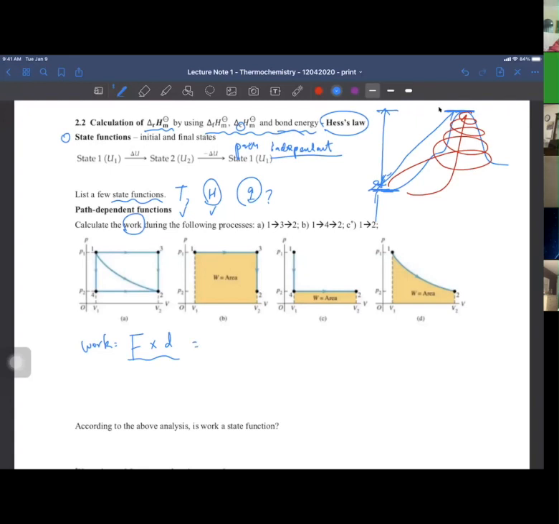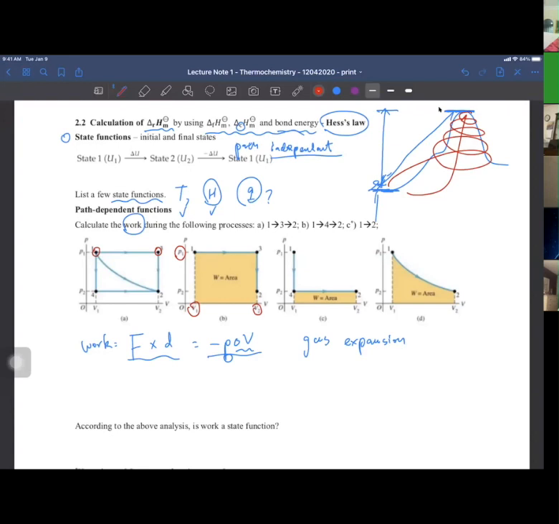For gas expansion, the work equals negative P delta V. Basically, this is the pressure, and this is the delta V. So if we focus on the work done during each process, let's have a look. If we start from point 1 to point 3, as you can see, 1, 2, 3, the pressure is the same and the volume is expanding from V1 to V2.